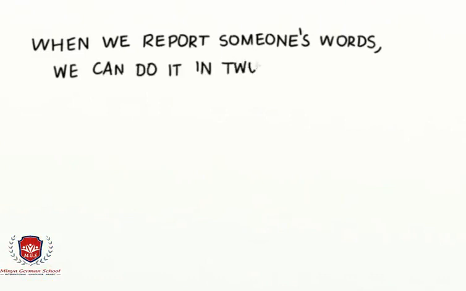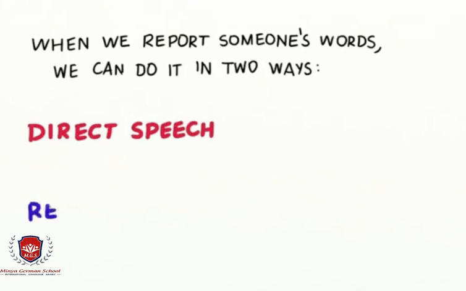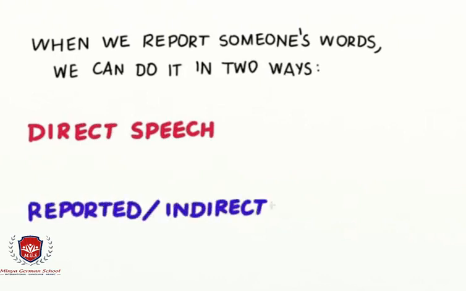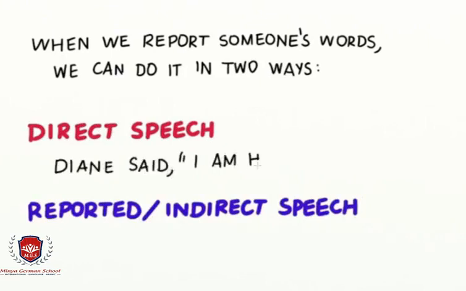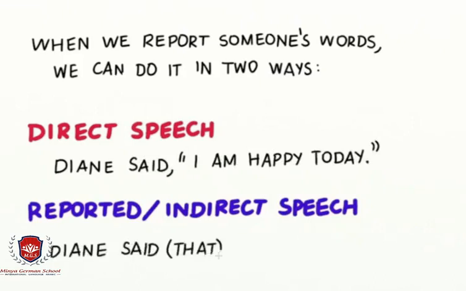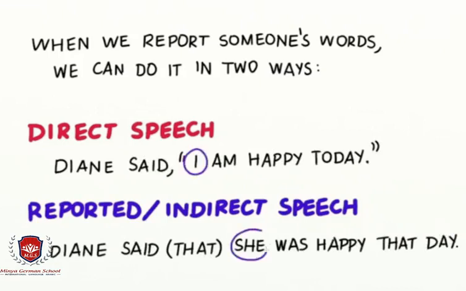When we report someone's words, we can do it in 2 ways: direct speech and reported or indirect speech. An example of direct speech is, "Diane said, I am happy today." To write the same sentence in reported speech, we would say, "Diane said that she was happy that day." Notice that there is a difference in direct and reported speech.